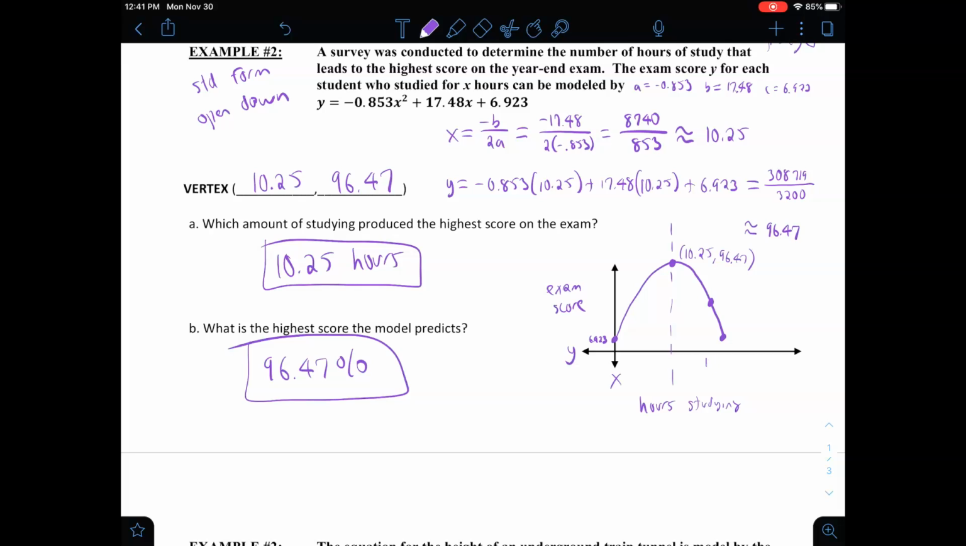Let me get rid of that. So for this case, the second half of the parabola probably doesn't make too much sense, but we found what we need to find. So the vertex is a very important point of interest for a lot of these problems. So 10.25 is the hours, that's our x, and then this is our y. That yields a 96.47%, which is the highest score you can get according to this model, which is this equation right here. All right, one more example.